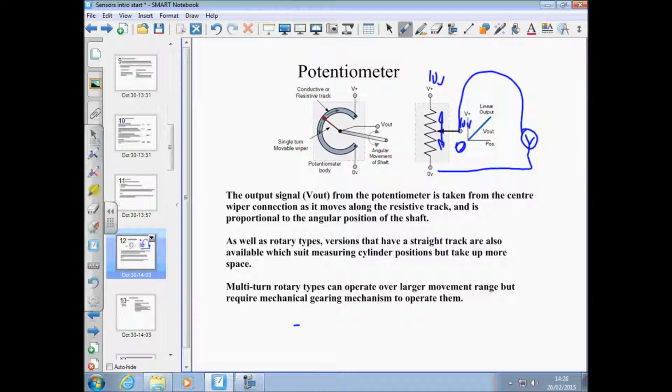There's rotary types of potentiometer. What you're usually going to be looking for in the type of applications we're talking about is something that varies linearly as it goes round the track. So for every 10 degrees you want the output to change by the same amount. You want a linear output, not some kind of curve.